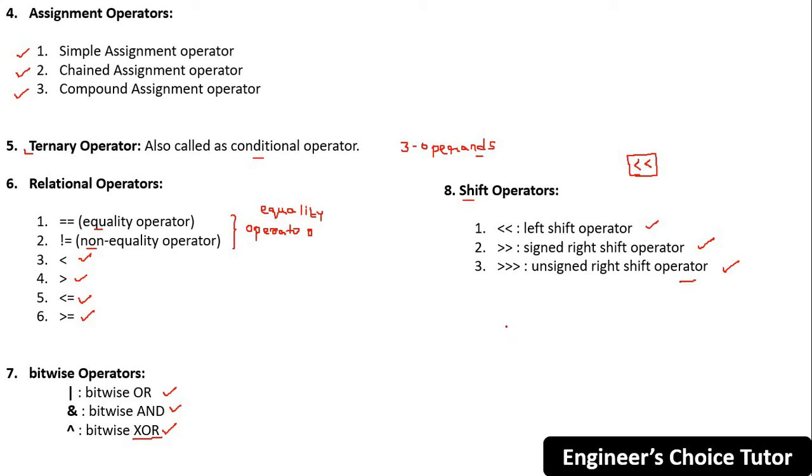So in total I am going to teach you 8 lectures, because we have 8 types of operators. In these 8 lectures I will cover everything in detail with the help of programs. Don't worry. So this is all about the basics of operators in Java.